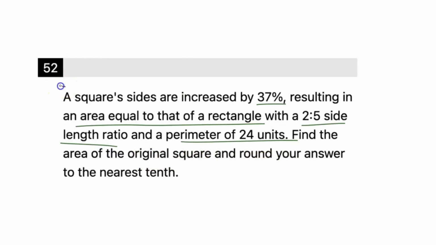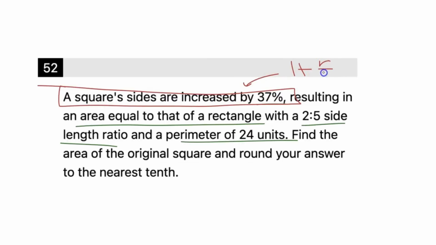The first thing I'm going to do is focus on this first part. The square sides are increased by 37%. When we see a percent increase, we're going to use the formula 1 plus r over 100. In this case, r is just going to be our 37, right? So if we have 1 plus 37 over 100, we get 1.37. This serves as our scale factor, right?